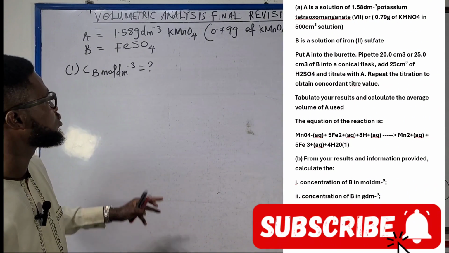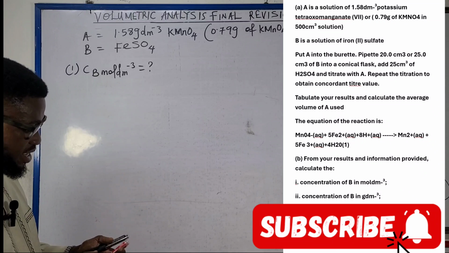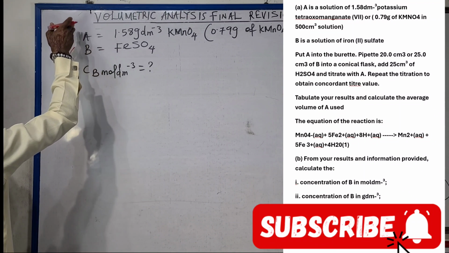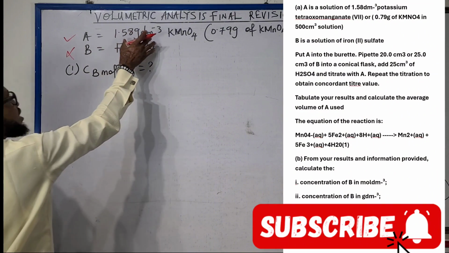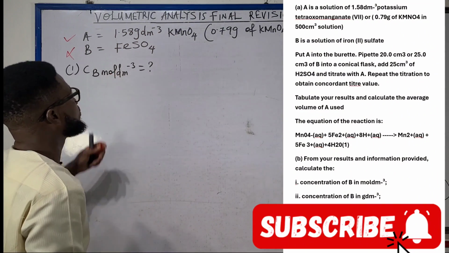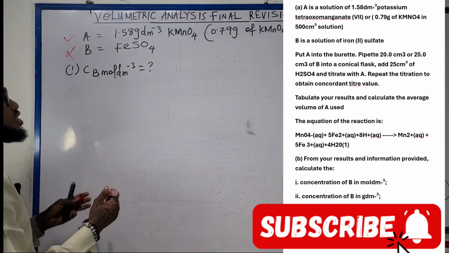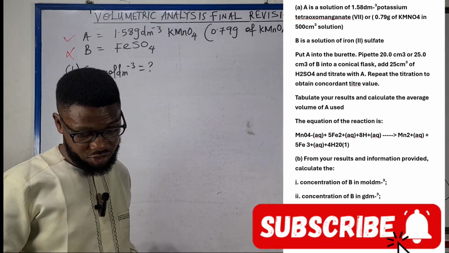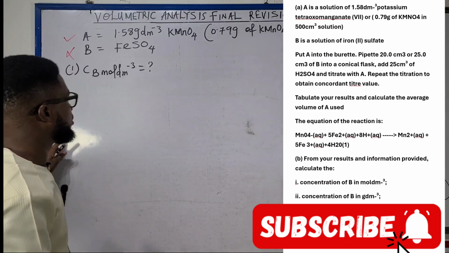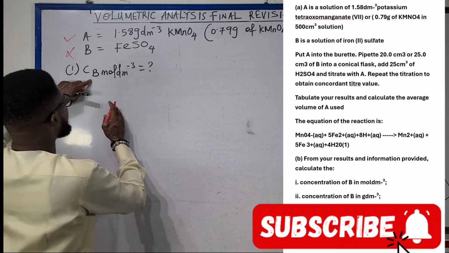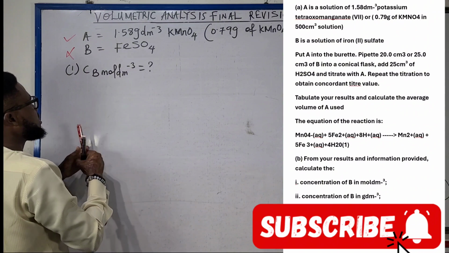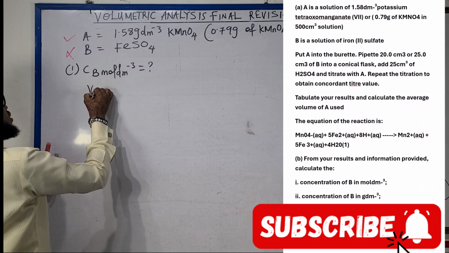As you can see on your screen, the first question wants us to calculate the concentration of B, that's iron sulfate, which we were not supplied any information about, which means iron sulfate here is not standard, but for A it is standard, in that we have information about the concentration. So when you tell us to calculate the concentration of B, the normal thing we are used to is to say, okay, CB, what is our VB?